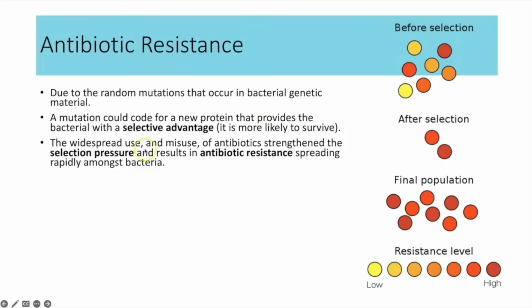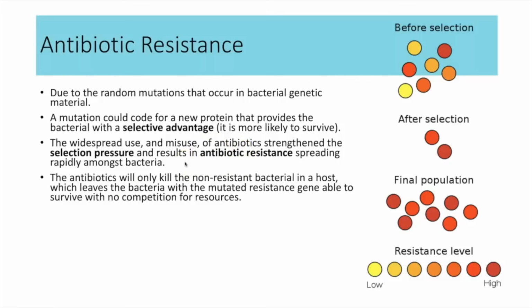And the widespread use and misuse of antibiotics is what has led to this and sped up the process. Because it's only an advantage for them to have that mutation if you are taking an antibiotic, because that would mean the non-resistant bacteria would die and the resistant bacteria would survive and pass on that allele. So if you weren't taking antibiotics, they wouldn't be any more likely to survive and that wouldn't spread.